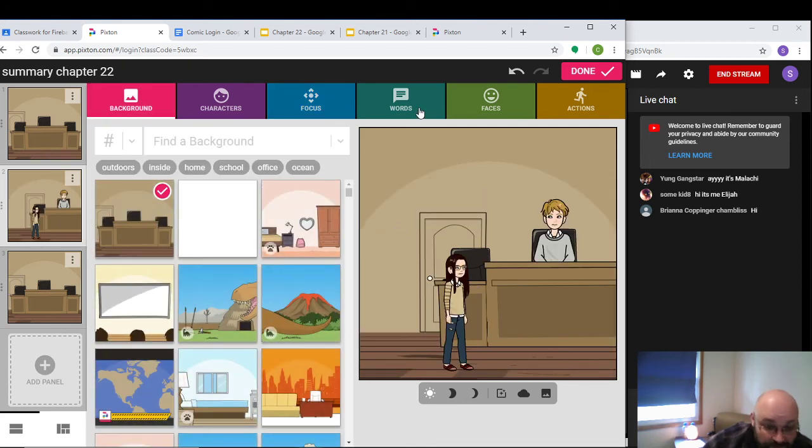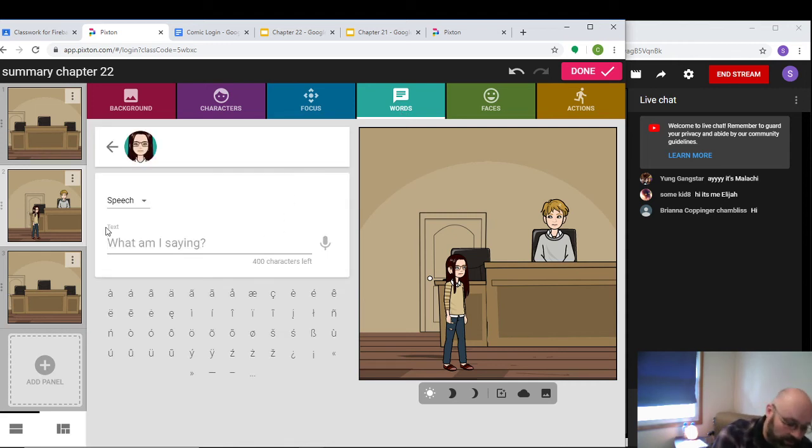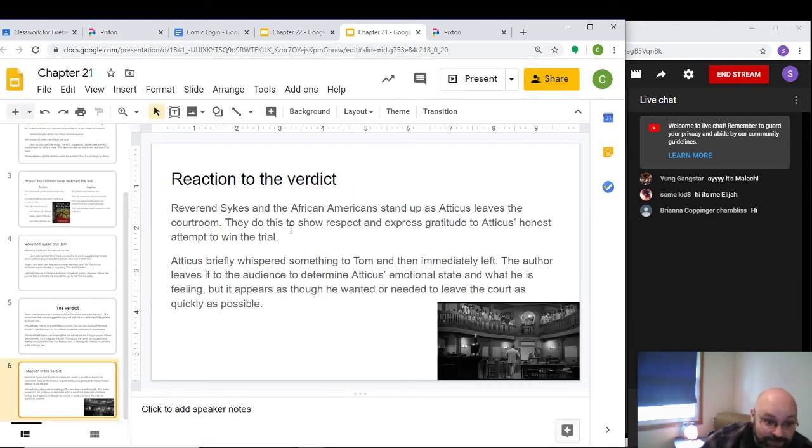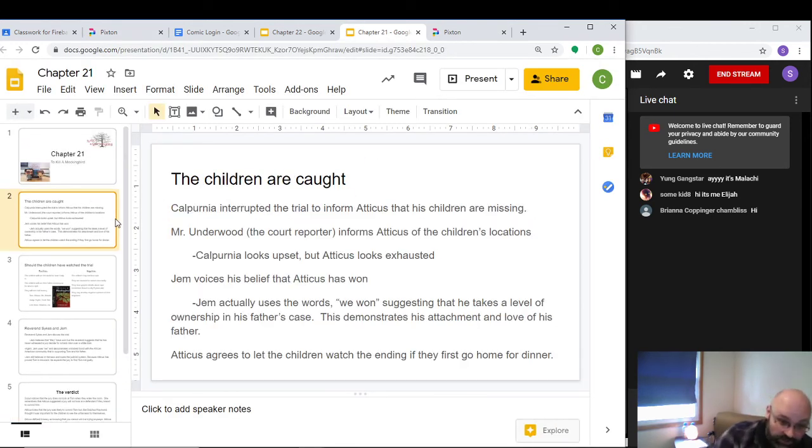If you want to make someone talk, you simply go to the Words tab up top and click the Add Words button, and then type blah blah for an example here. But you can have them say whatever you want. And since you're trying to summarize either chapter 21 or chapter 22, you want to try to capture the gist of what happened.